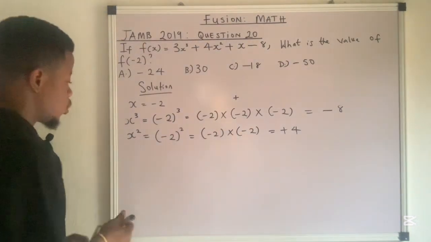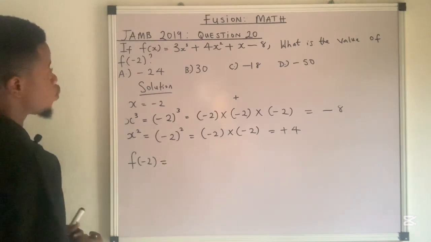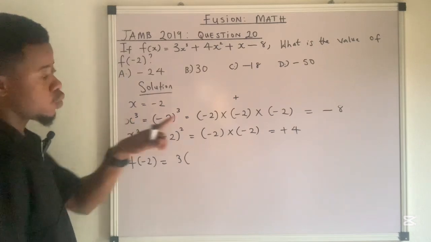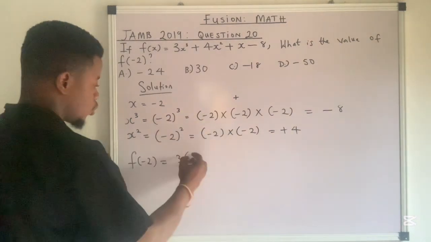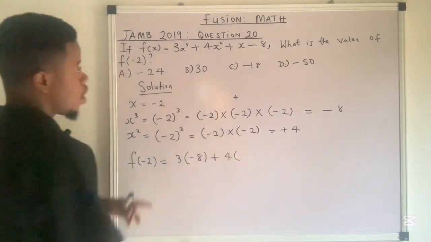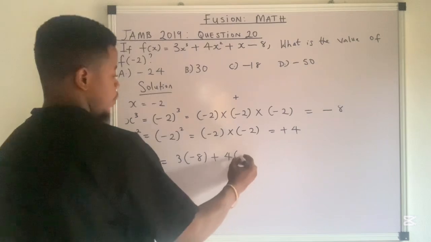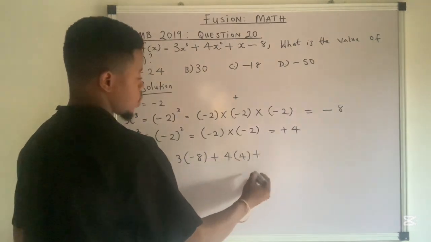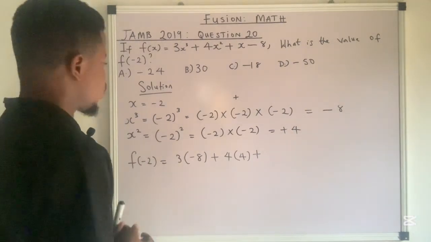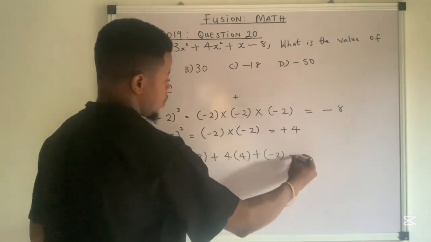When I do that, I'm going to have f of minus 2 is equal to, now I have 3, right, in brackets. My x³ is equal to what? Minus 8. I'll drop minus 8 here. Then plus, I have my 4. My x² is equal to what? Is equal to 4. I'll drop my 4 here. Plus, then I have just x. My x is equal to what? x is equal to what? Minus 2. I'm going to have minus 2 here, then minus 8.